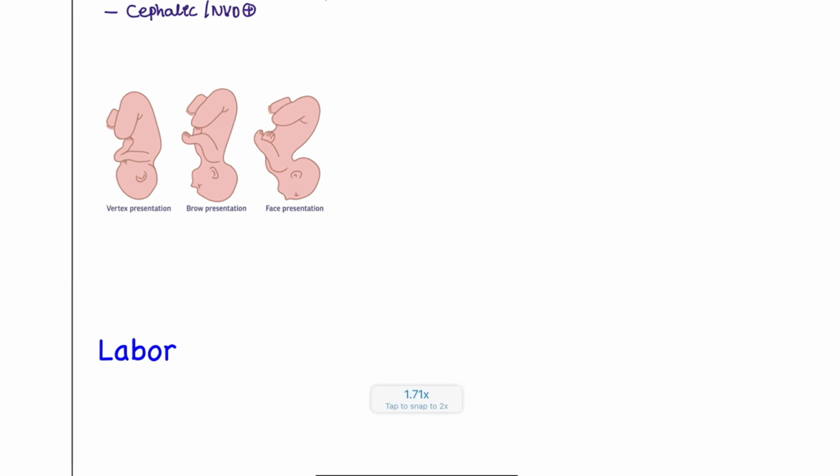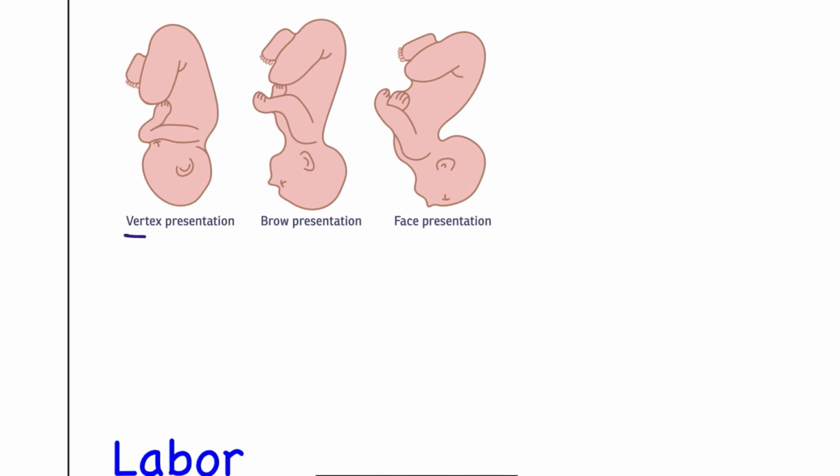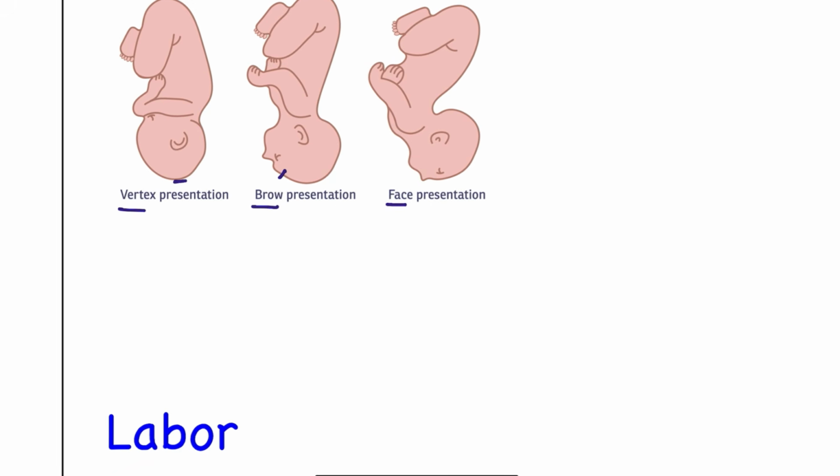Next, let's see the different presentations here. This is the vertex, that means the head of the baby, and this is the brow presentation. The eyebrows are touched on examination. And the face is completely extended. Most common is the vertex, where the head is in the flexed position.